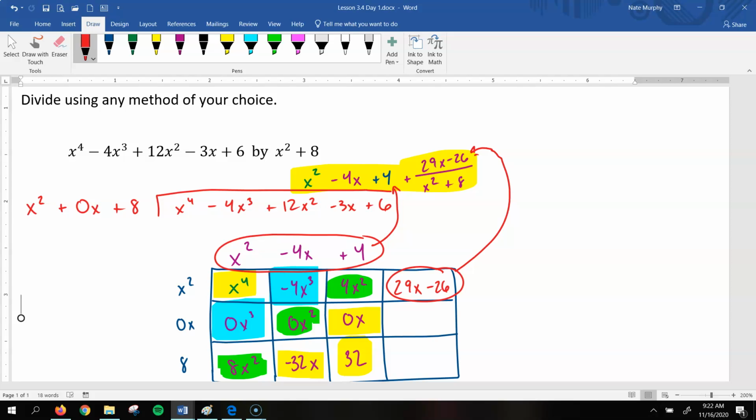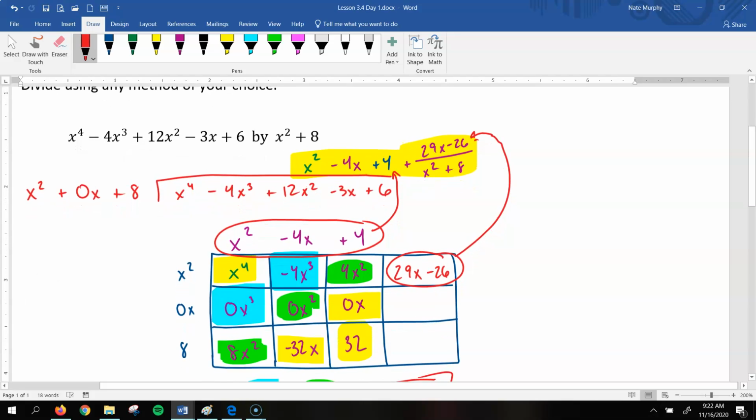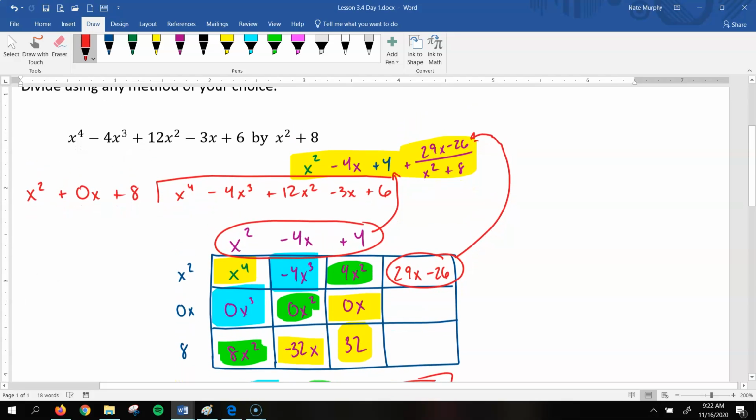So that's how you can do the same problem using the box method. So it's up to you to decide which one you want to use. Personally, when there's a remainder, I think I still like the long division a little bit better.